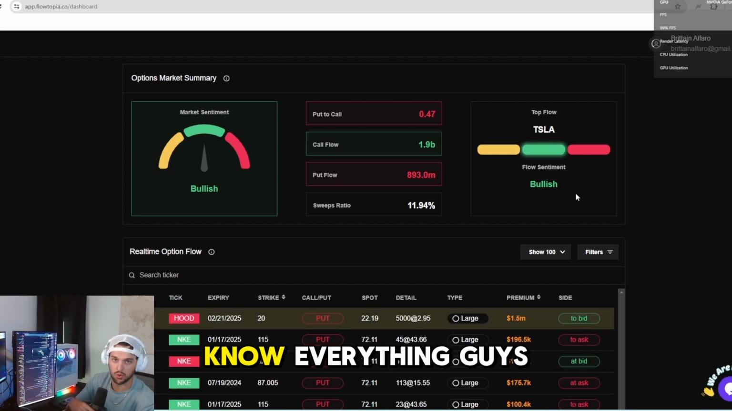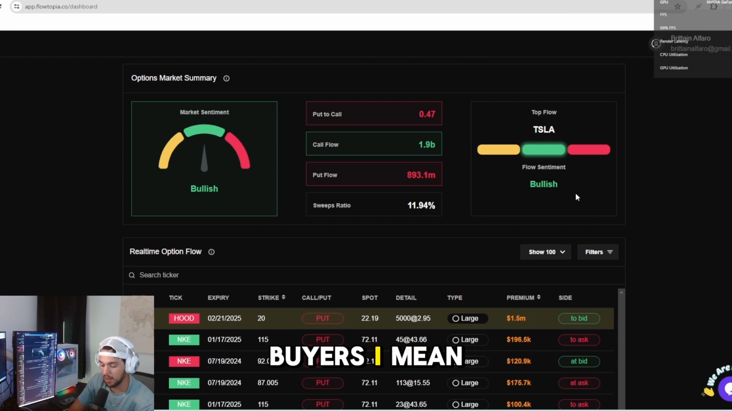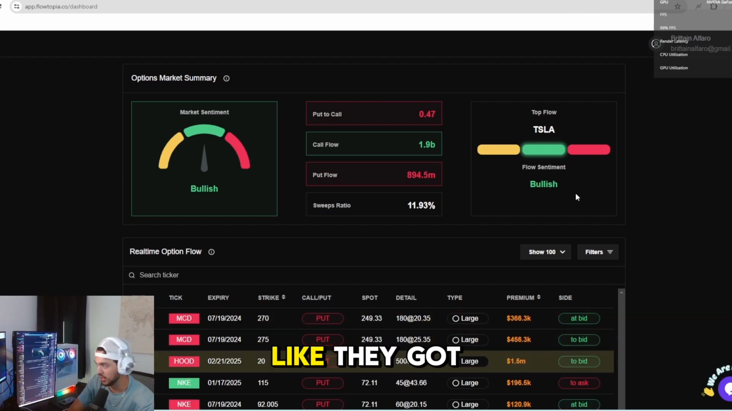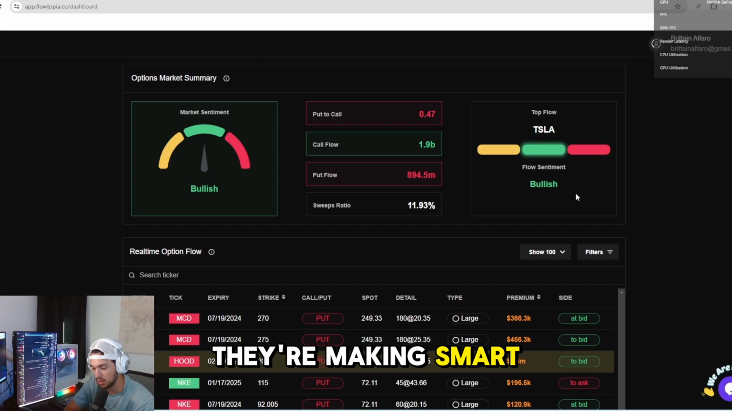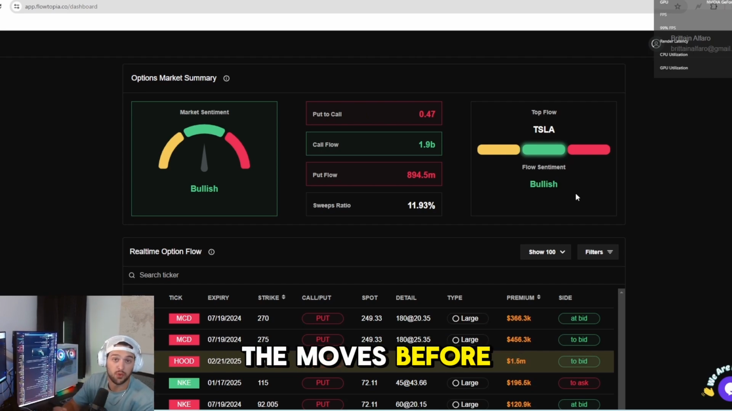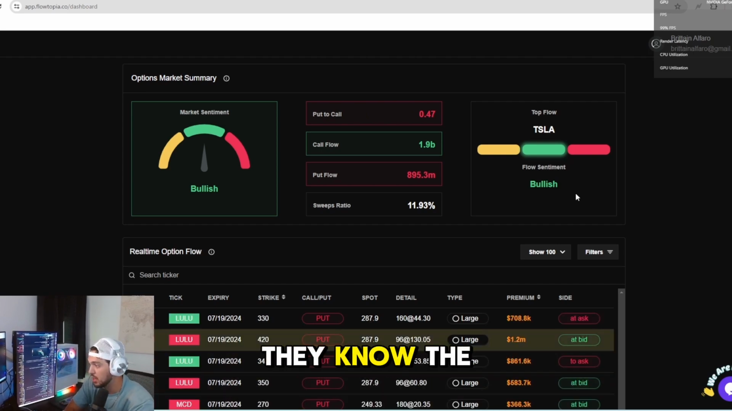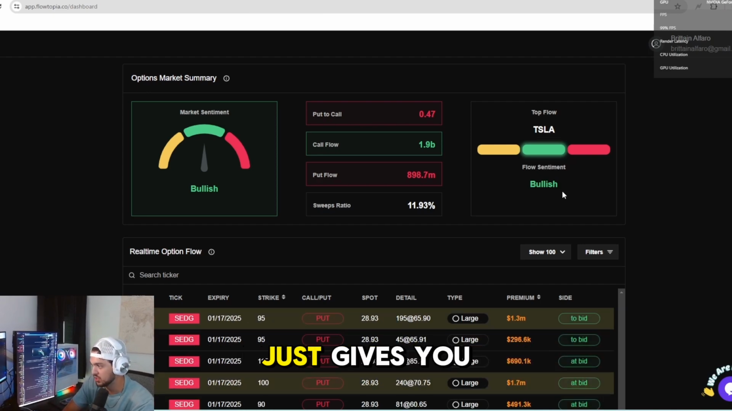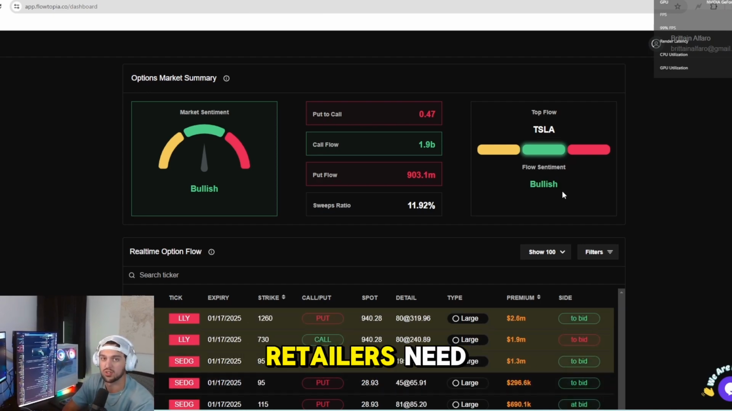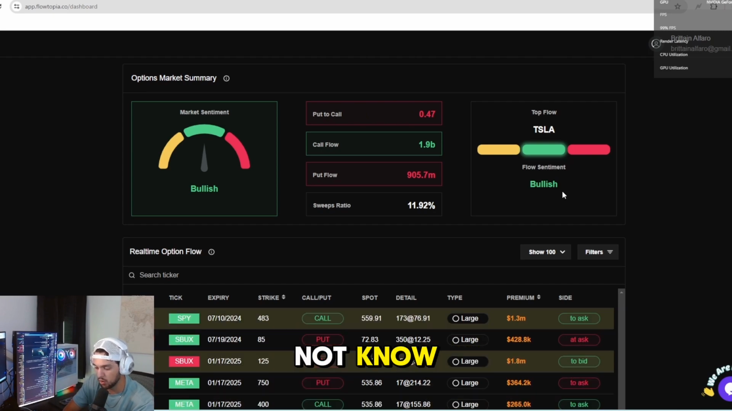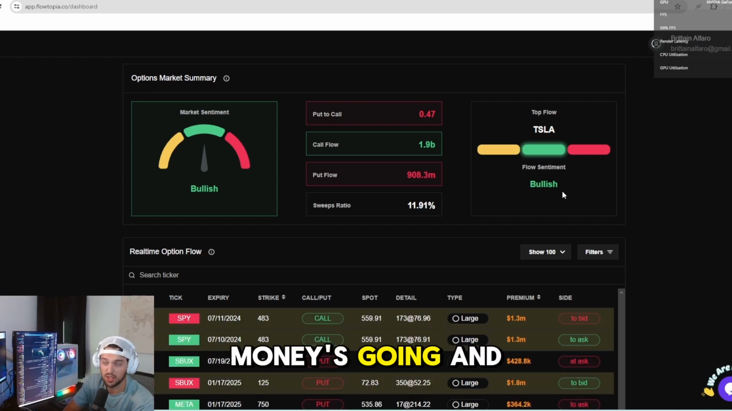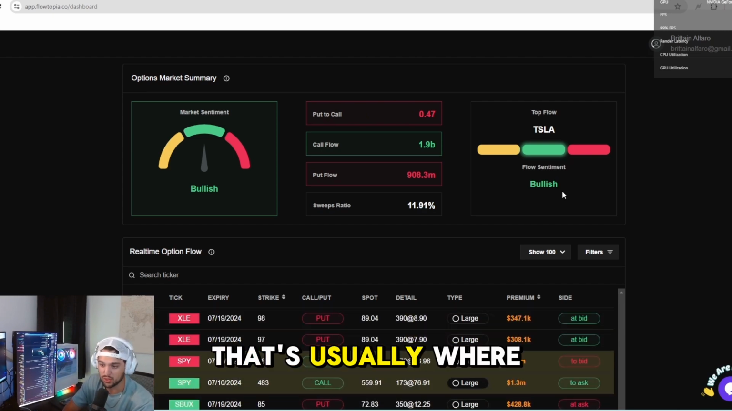Because the whales know everything, guys. The big money buyers, I mean, 8 out of 10 times they're right. Like, they got all this money for a reason. They're making smart moves. They know the moves before we even know the moves. They know the news before we know the news, and that's why following option flow data just gives you that edge that retailers need. Because we might not know, but we do know where the money's going, and where the money's going, that's usually where the move's going.